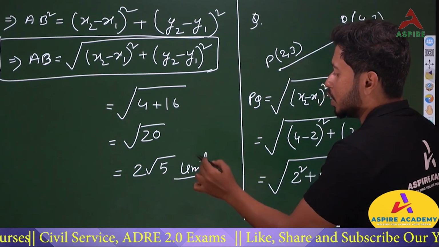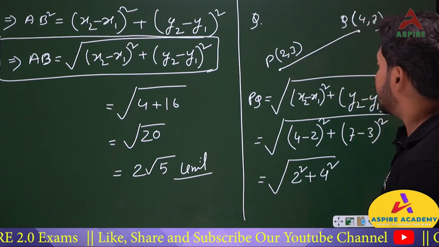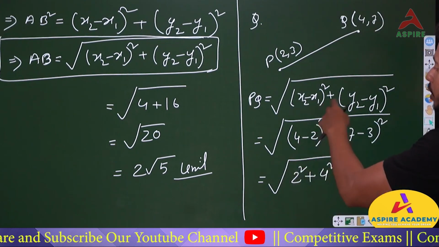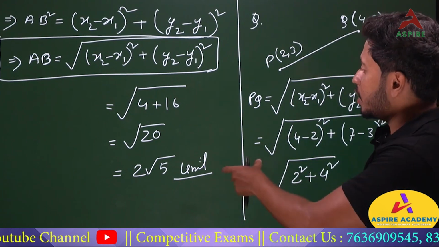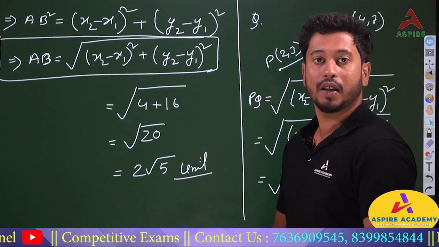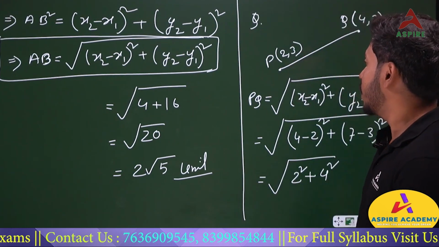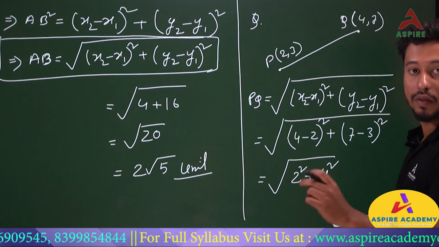So whatever the unit is, centimeter or meter, we have to use it here. So by this formula, using the coordinates of 2 points, we can easily measure the distance of any kind of straight line. Not only straight line, okay, remember one thing: by this formula, we can only measure the length of a straight line.